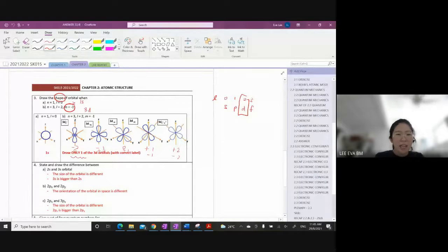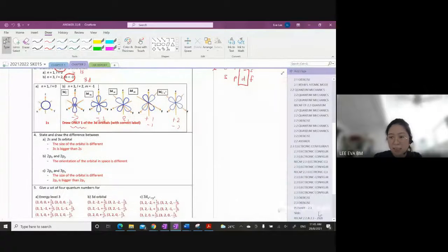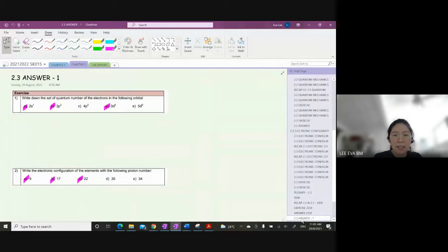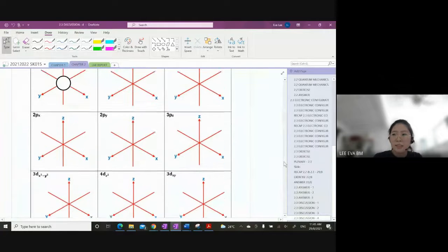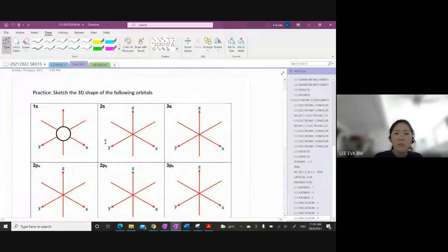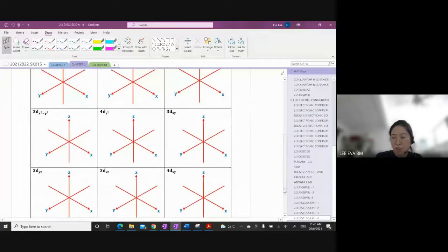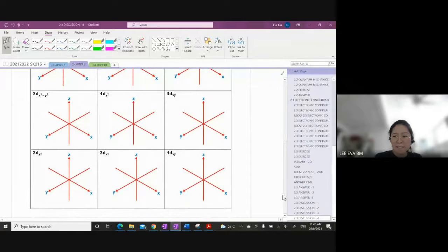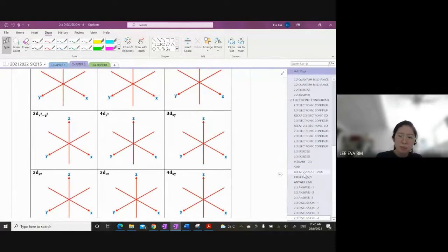Okay. And then after that, for this sketching, Madam also has an exercise for you to sketch a little bit later. Madam has a slot in a while, like this. Okay, so that means every one of you must recognize how to draw 1s, 2s, 3s, 2px, 2py, 2pz, and so on for 3D as well. Okay, in a while we will do it together.